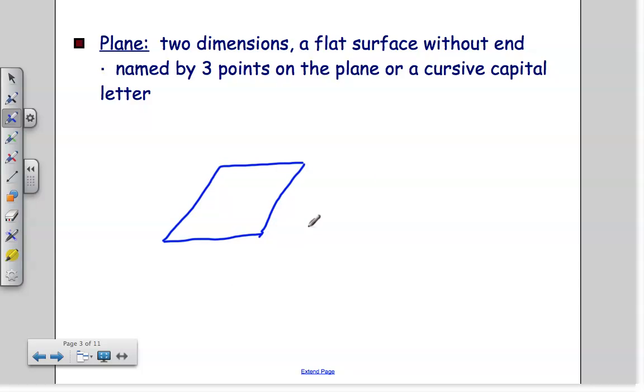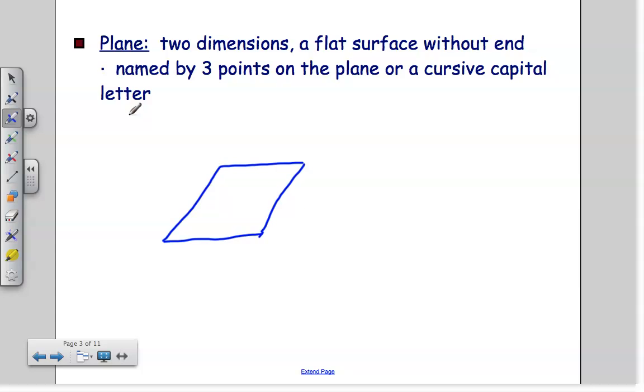So you think of a flat surface going on forever like the floor that your desk is sitting on or you're sitting on. Imagine that floor going on forever in all directions, like continuing into other rooms or other classrooms. So it's a flat surface without end.